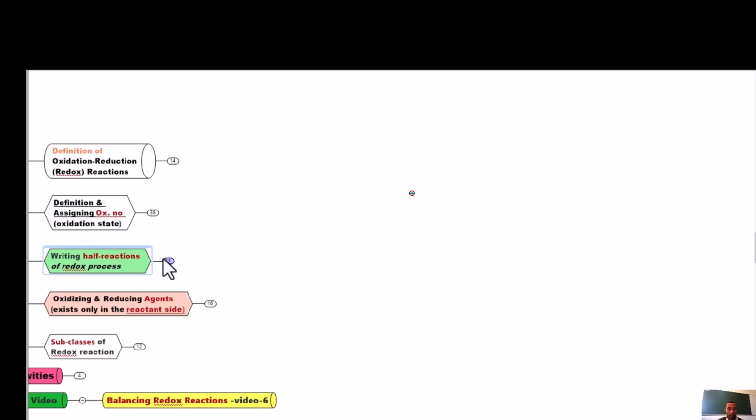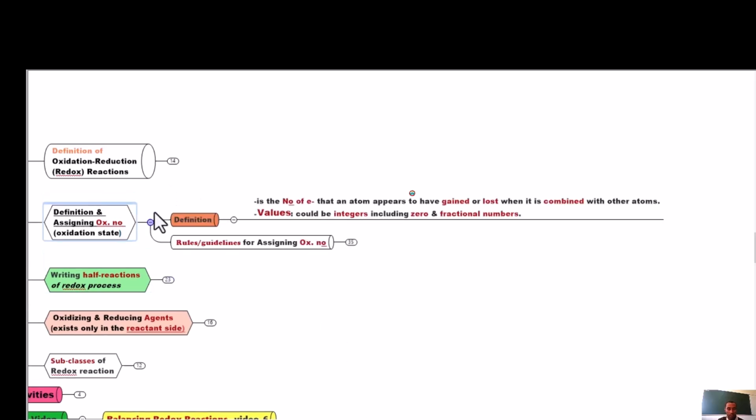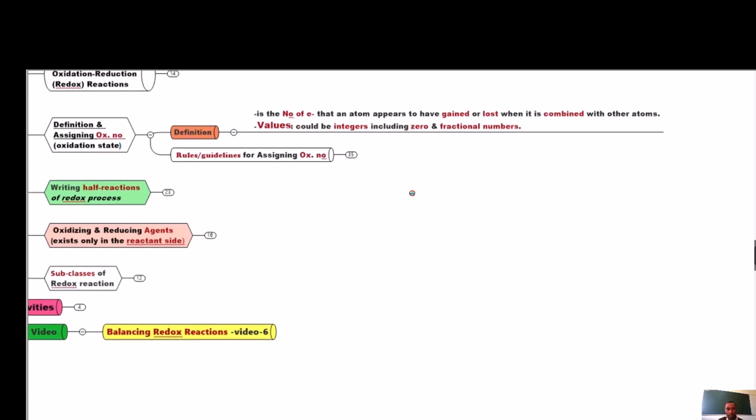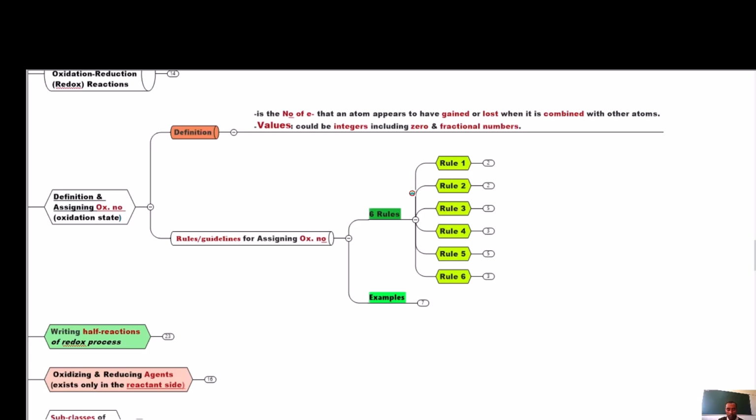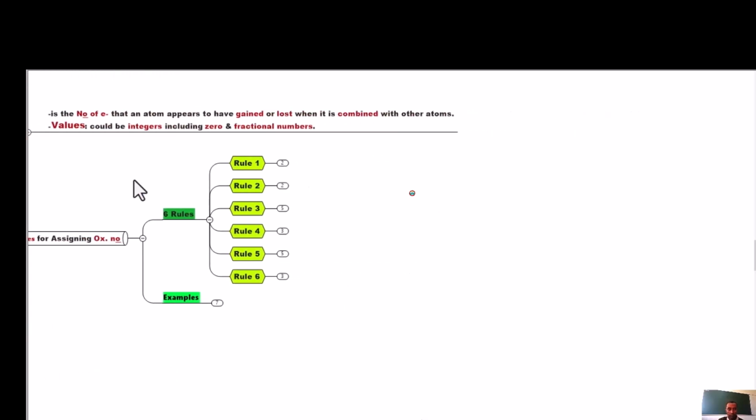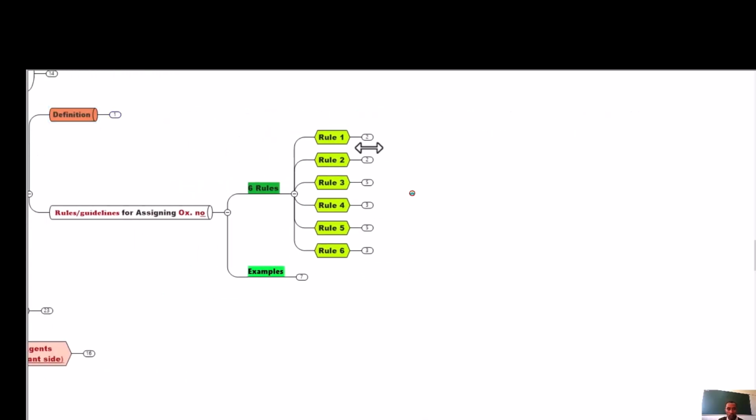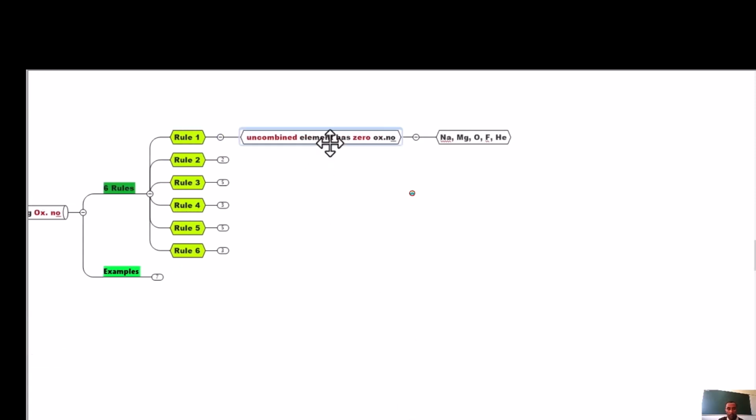What is oxidation number? Oxidation number is the number of electrons that an atom appears to have gained or lost when it is combined with other atoms. Its value can be integers including 0, and fractional numbers, and there are some rules to assign the oxidation number. Rule 1 is for uncombined elements. An uncombined element has 0 oxidation number. For example, sodium and magnesium in the uncombined form have 0 oxidation number.